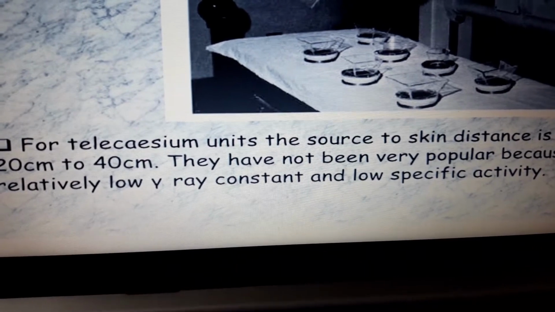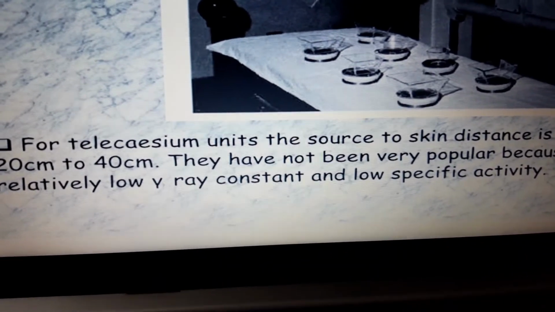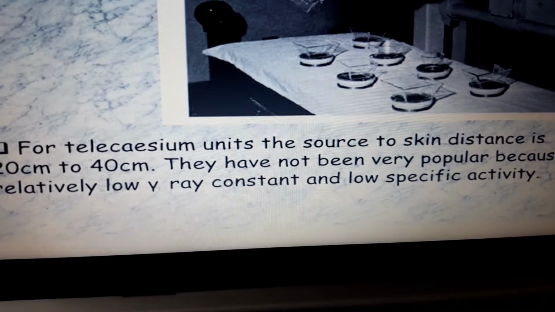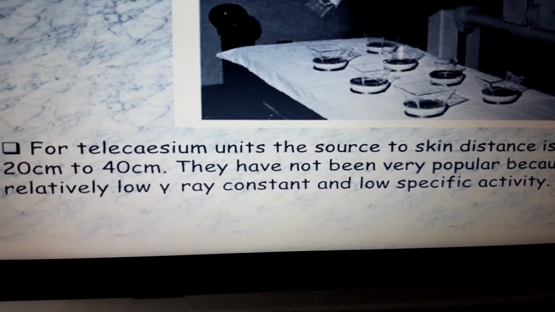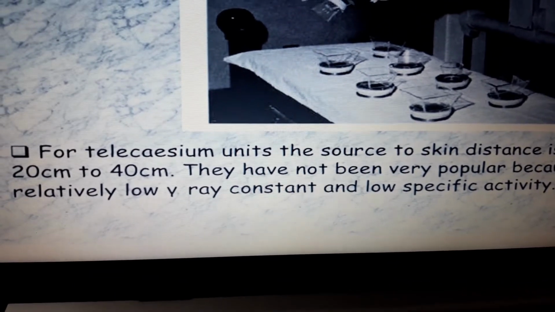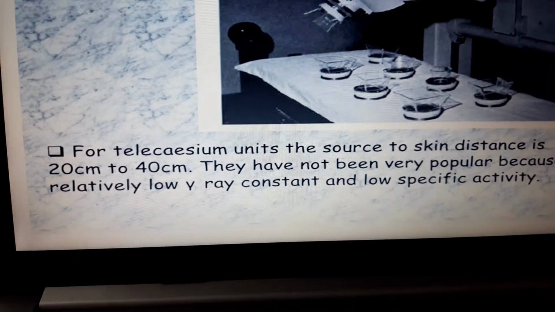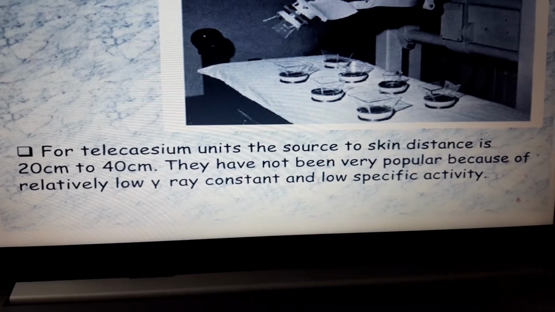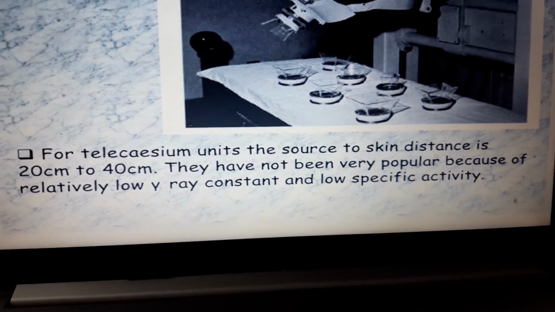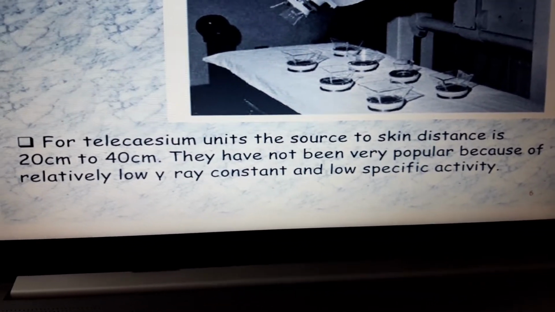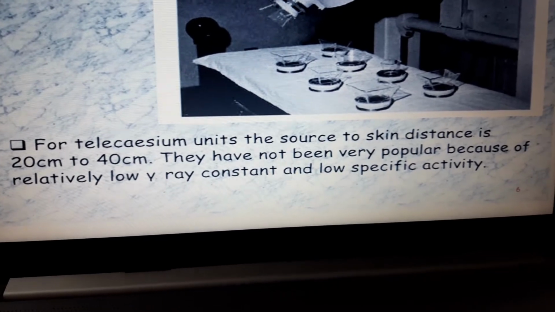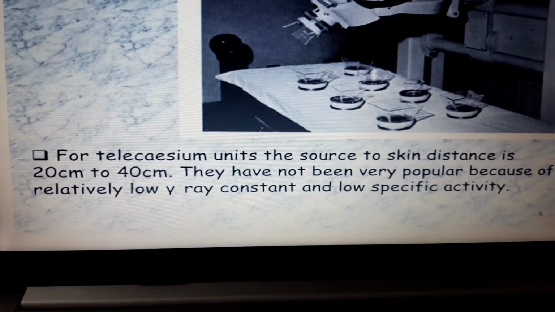The telecesium unit with applicators. For telecesium units, the source to skin distance, SSD, is 20 to 40 centimeter. They have not been very popular because of relatively low gamma ray constant and low specific activity.